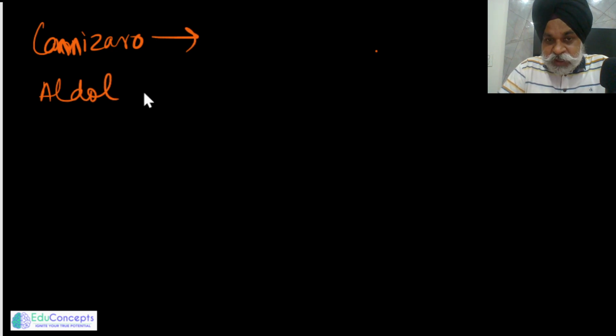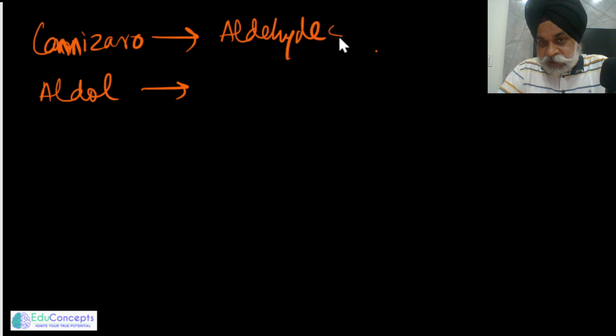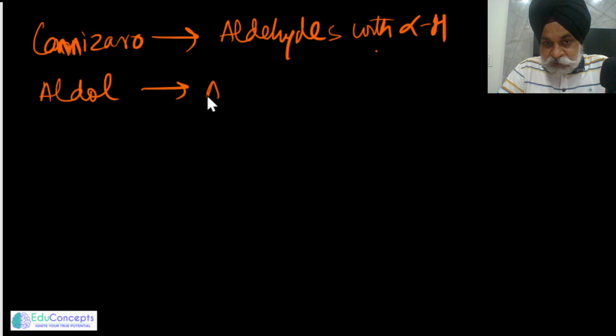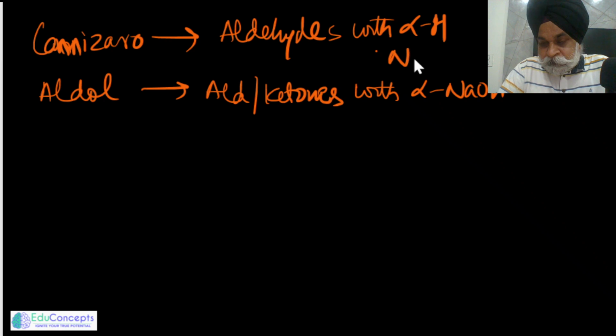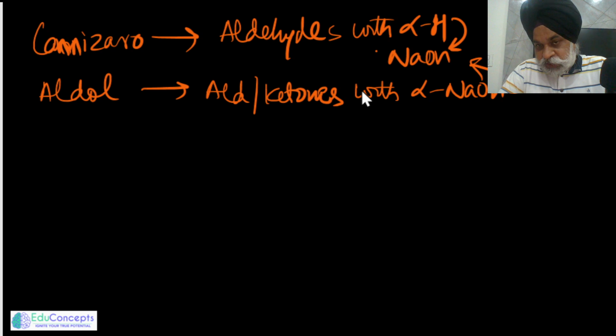So in the Cannizzaro reaction, generally we say it is being given by aldehydes without alpha hydrogen. And the aldol reaction is being given by aldehydes or ketones, majorly aldehydes because they are more reactive, but ketones can undergo it too, aldehydes and ketones with alpha hydrogen. The reagent for both of these is NaOH only. This also is being treated with NaOH. This also is being treated with NaOH. Only difference is Cannizzaro generally is being done with concentrated NaOH and this is with dilute. But here they simply have said NaOH aqueous, so we are not clear.